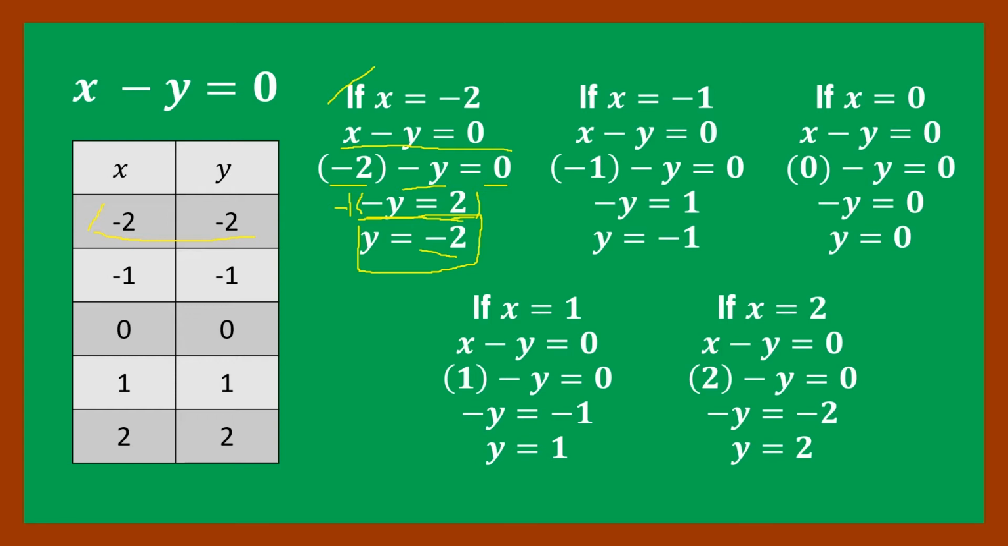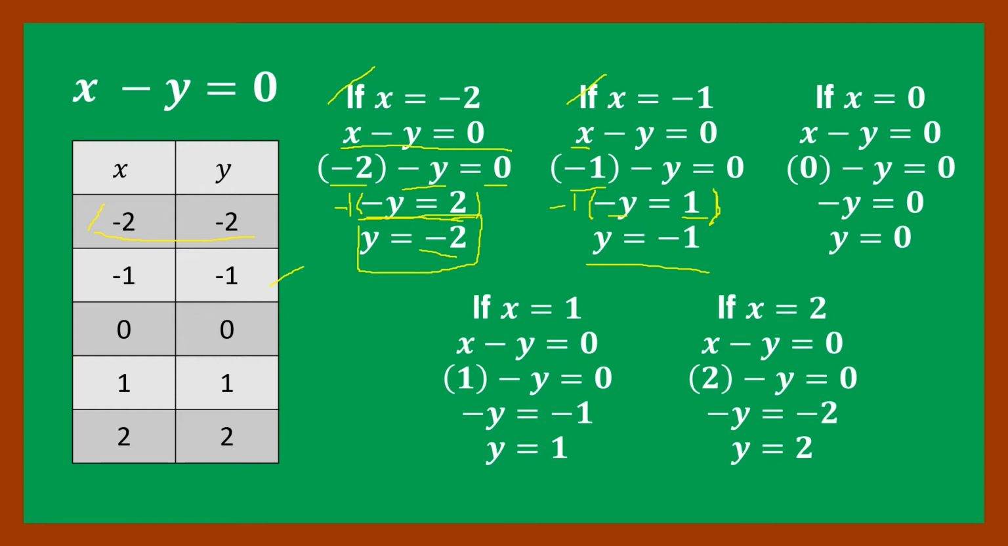Same din yung gagawin natin for negative 1. So we're going to substitute negative 1 to the value of x. So negative x becomes negative 1. Itra-transpose natin si negative 1 sa right side. So magiging positive 1 siya. Then since yung y is negative, therefore we're going to multiply again the whole equation by negative 1. And our answer would be y is equal to negative 1. Kaya, yung second ordered pair natin is negative 1, negative 1.